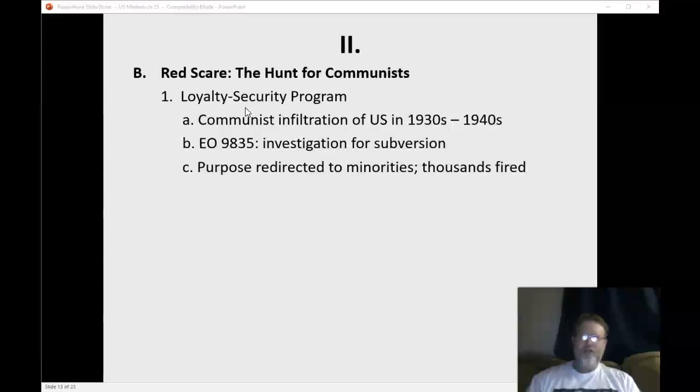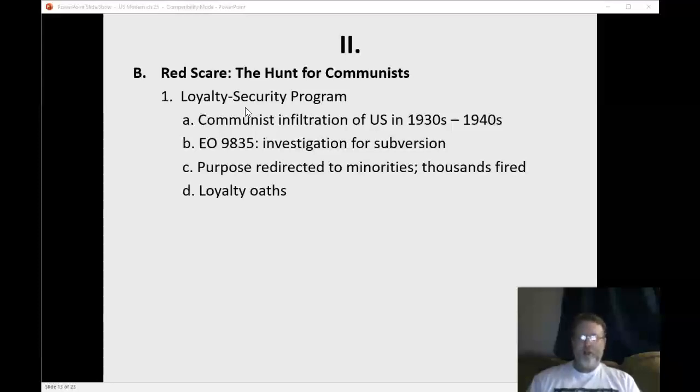Thousands lost their jobs. Thousands of people lost their homes. They were kicked out of neighborhoods, communities. People were killed. People were killed on the street, beaten to death. People were lynched for these kinds of things.